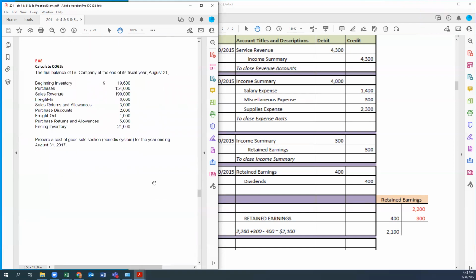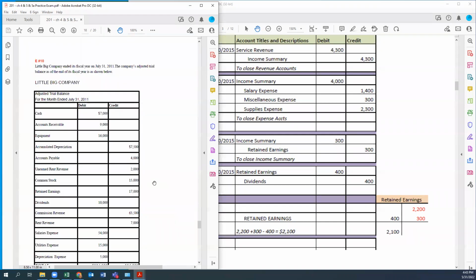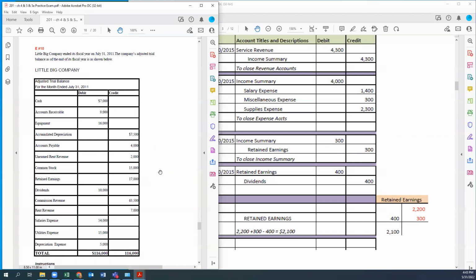Professor, I'm sorry to interrupt, but I have two more questions regarding the problems that we're talking about. Go ahead. First, for the closing entry, are we required to write a description like "to close revenue account" or "to close expense account"? Let me make sure I understand. Are you required to write this description here? No, I don't. We don't require descriptions for journal entries on exams.